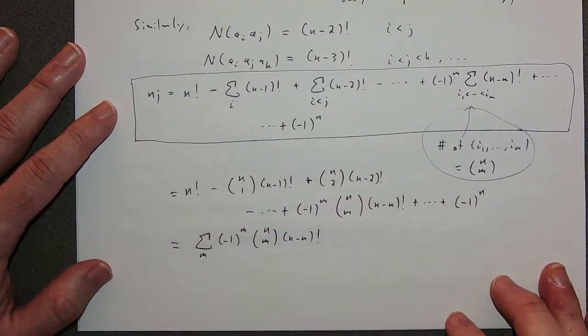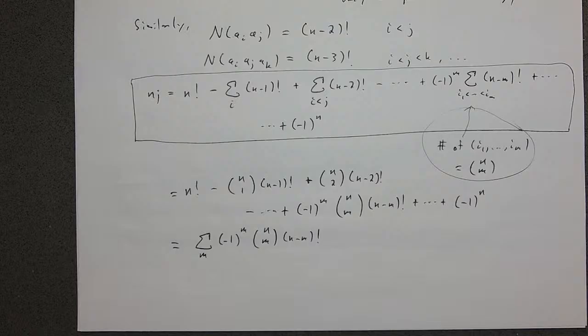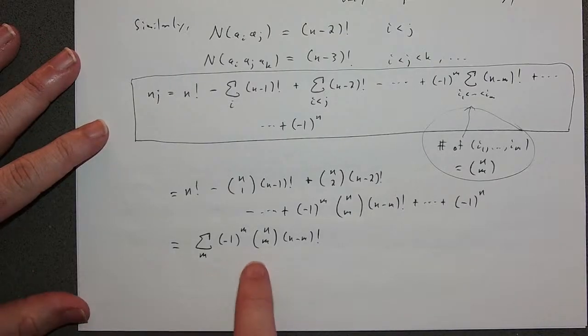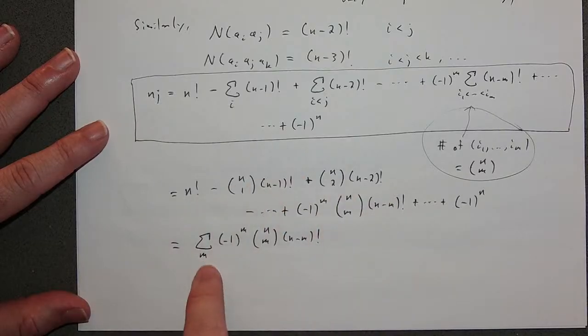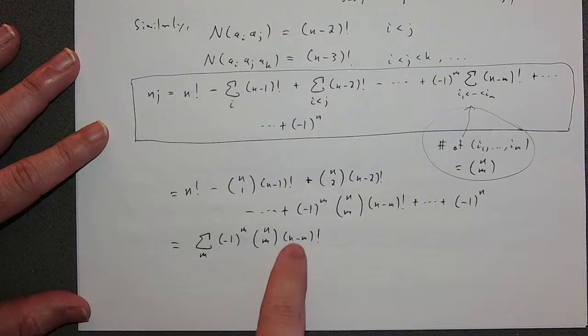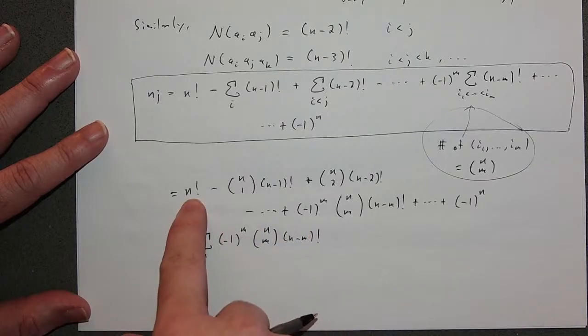Okay. Now let's stop for a second. You might have a couple of complaints here. You might say, what happened to the n factorial? That's included here in the m equals 0 term. When m is equal to 0, this is minus 1 to the 0, so that's just 1. n choose 0, that's 1. n minus 0 factorial is n factorial. So the m equals 0 term in the sum is n factorial.